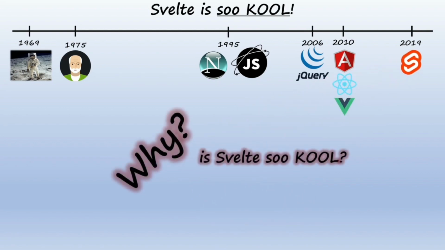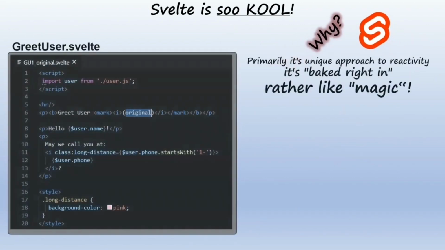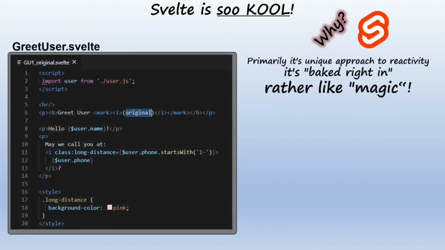So why is Svelte so cool? Well, primarily, I think it is its unique approach to reactivity. Other declarative frameworks are focused around component re-renders, and your app must trigger reactivity, for example, the setState function in React. In Svelte, even though it is component-based, reactivity is somewhat independent of the component. Reactivity is triggered rather magically at any time. In other words, reactivity is simply baked right into the application.